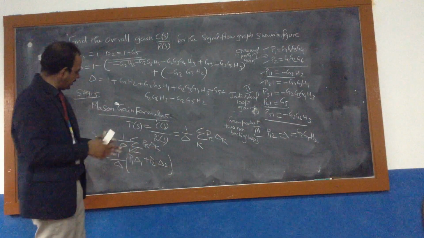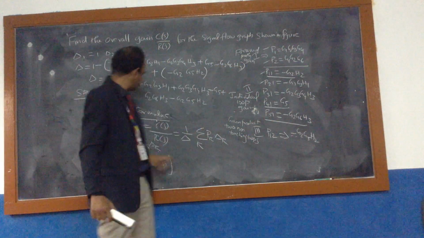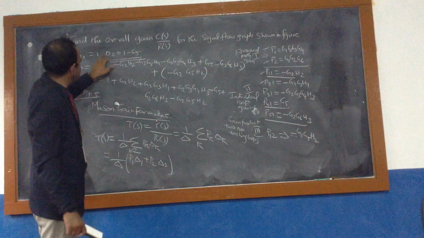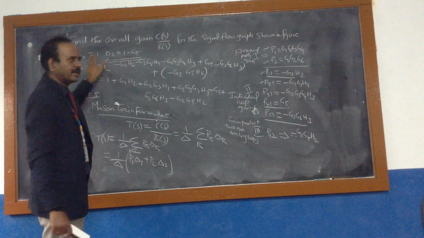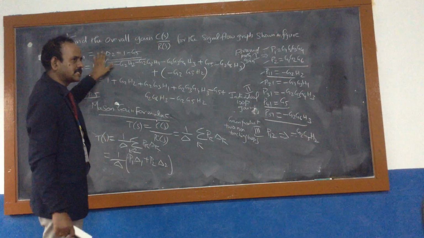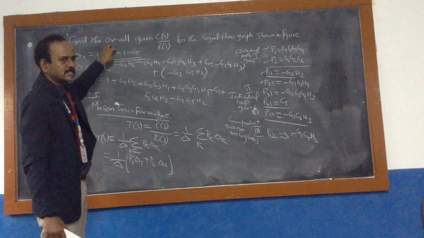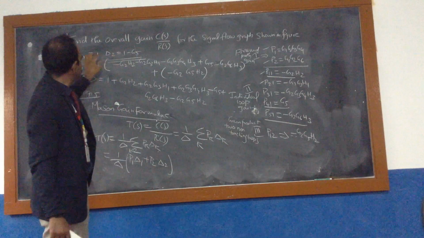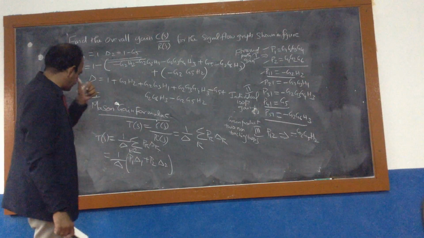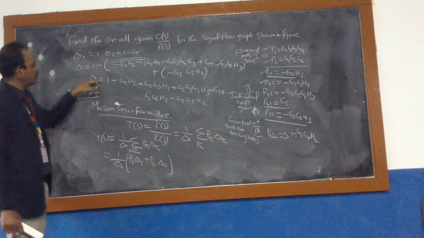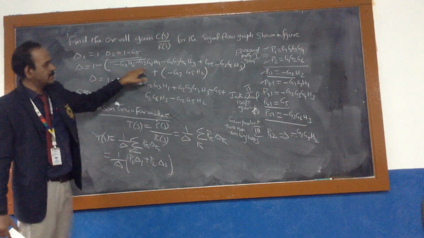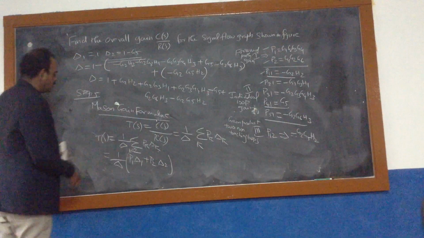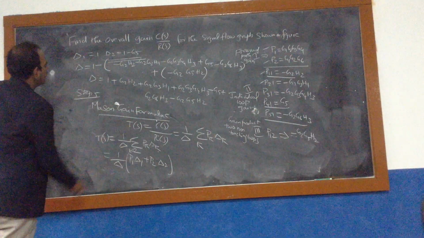In the first step we found the individual loops and the forward paths P1 and P2. We have also found del 1 and del 2. Del 1 is 1 minus the part of the graph not touching the first forward path. Del 2 is 1 minus the part of the graph not touching the second forward path. So del 1 is 1, del 2 is 1 minus G5. Del is 1 minus the sum of loop gains, and we substitute the individual loop gains and the two non-touching loops here.